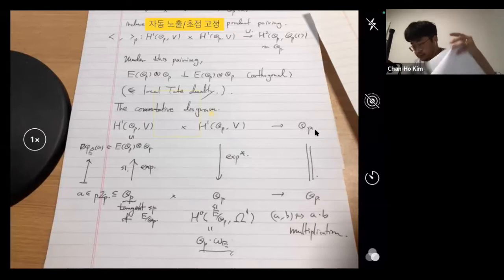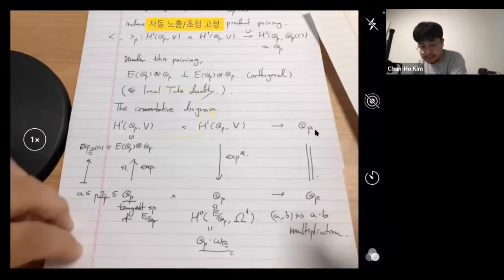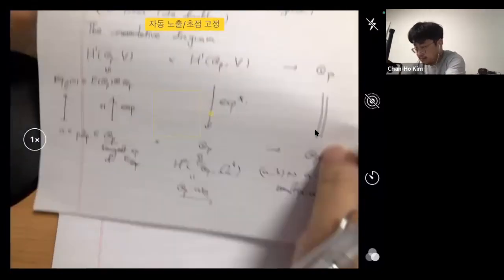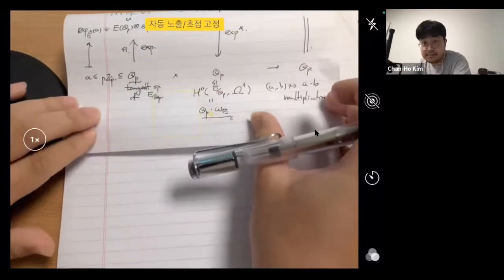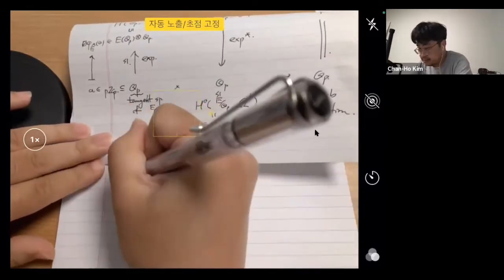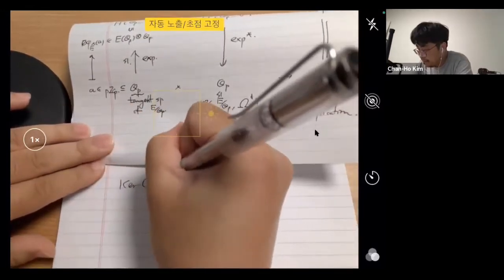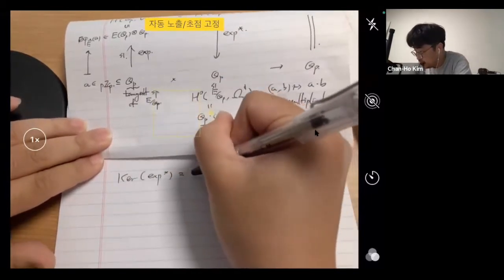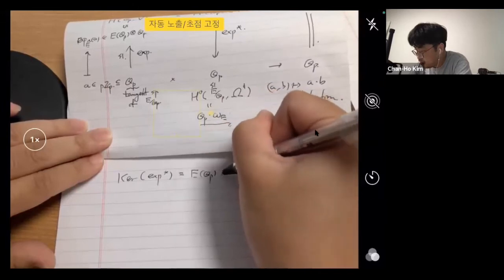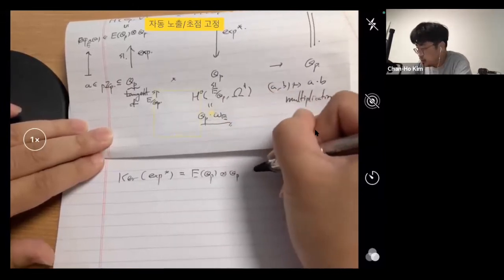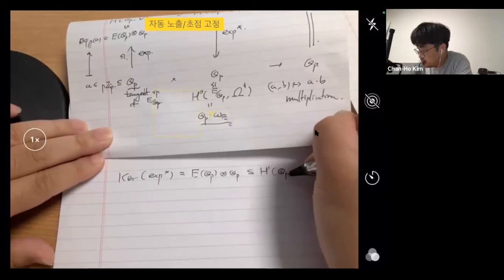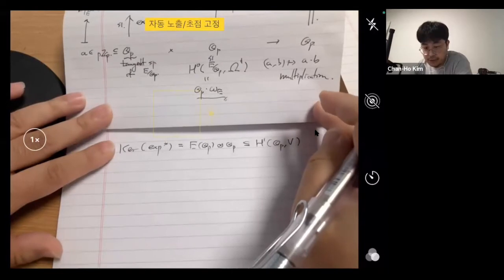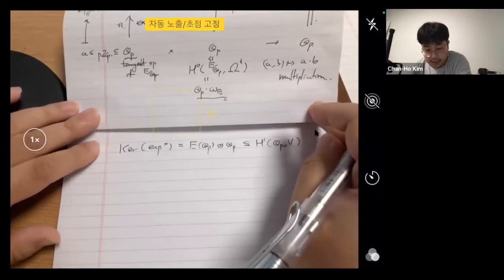And also, in this setting, the kernel of the dual exponential map is exactly the local Mordell-Weil group, which is a sub-vector space of the local Galois cohomology.